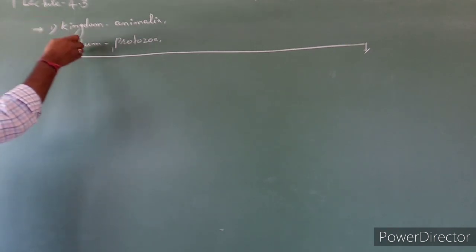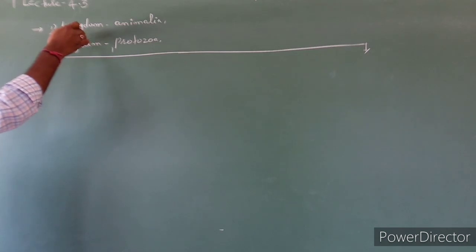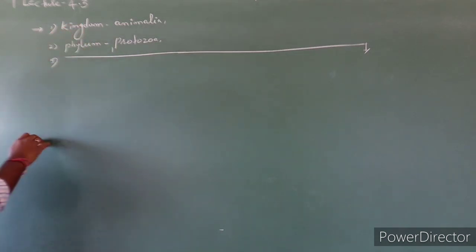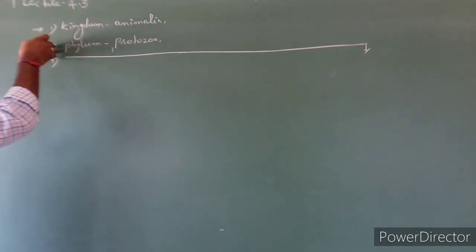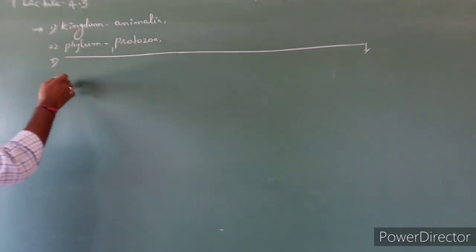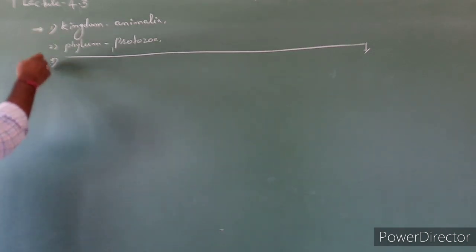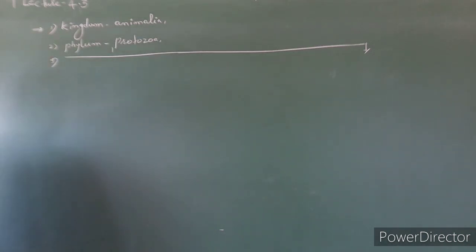Kingdom, actually in the plant kingdom we use the term division. In the animal kingdom we use the word phylum. Kingdom, division or phyla, and class, order, family, genus, species. So this is a taxonomical hierarchy, you already know very well.